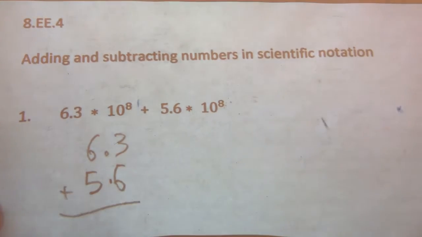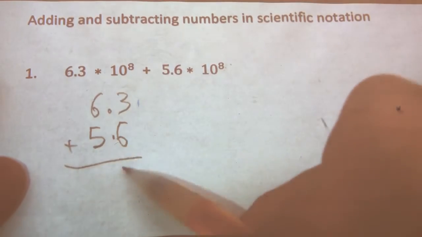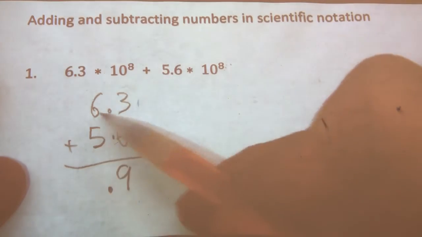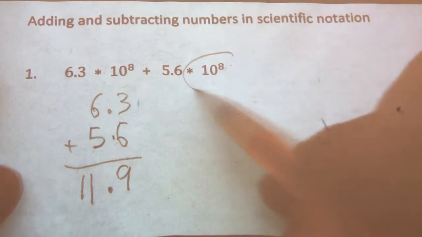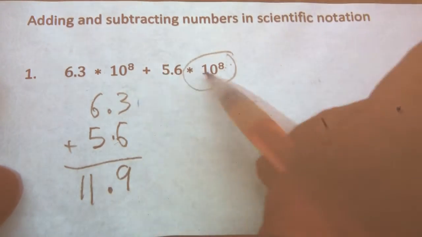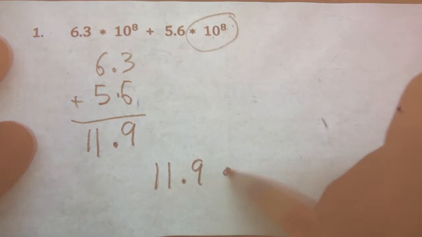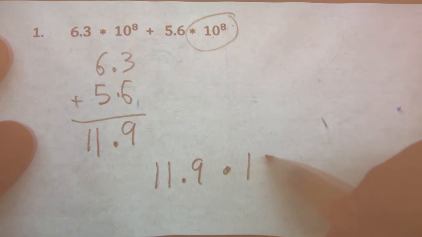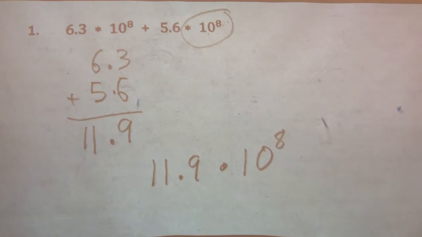You can just add those together. So this is 9, bring your decimal straight down, remember to line up your decimal. So I get 11.9, and then I just use, since they had the same power, that power in my scientific notation. Now, that's pretty easy. There is one step to check at the end.